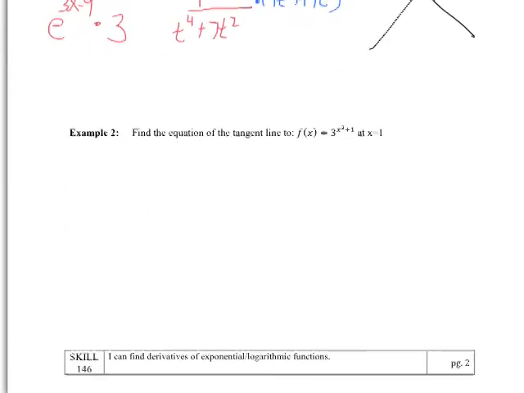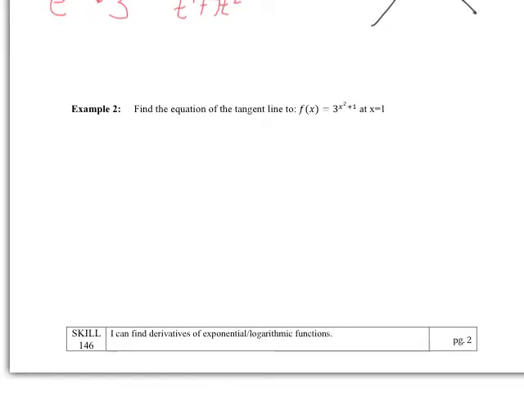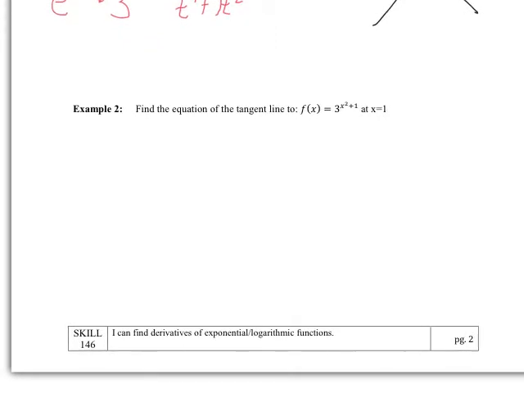Find the equation of the tangent line to f of x equals 3 to the x squared plus 1 at x equals 1. So what we can do here is we first find the derivative. So we're going to find f prime of x. So f prime of x is equal to 3 to the x squared plus 1, ln of our base, times the derivative of the inside, so 2x.